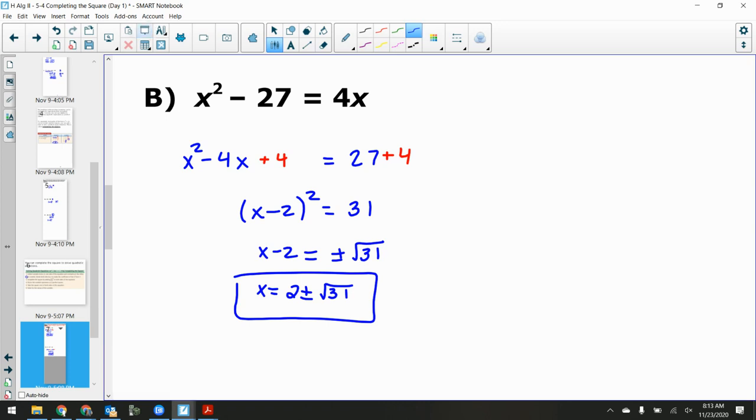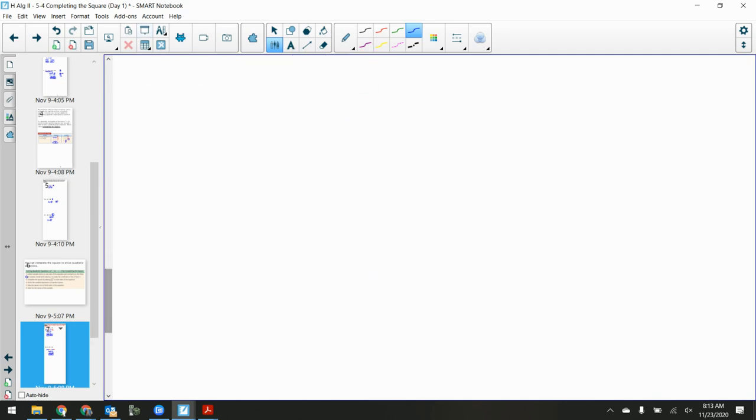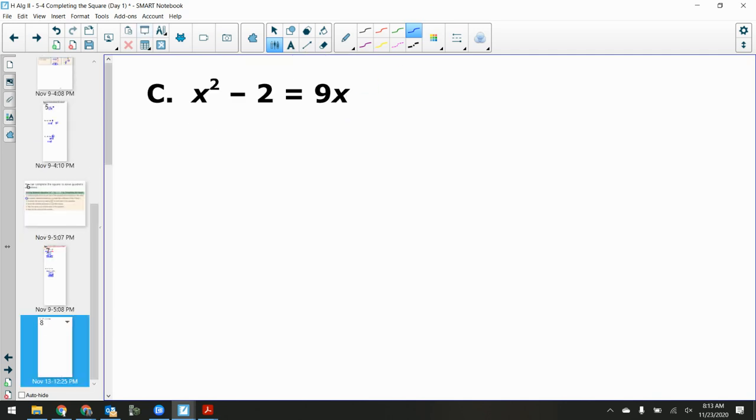All right, last one here. Okay. This one's going to be a little bit difficult. I can tell right away because when I go to put the variables on the left side and the constants to the right, my b term is odd. When your b term is odd, life's a little bit more difficult. You're going to have to work with some fractions, right?